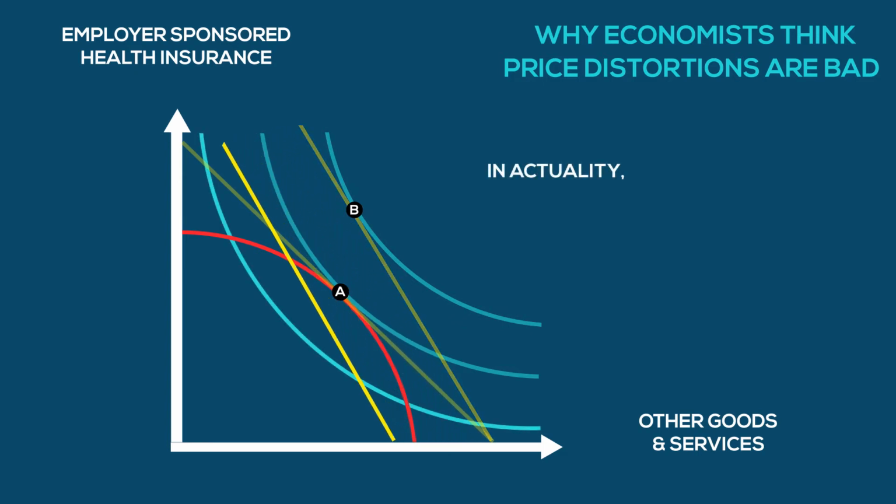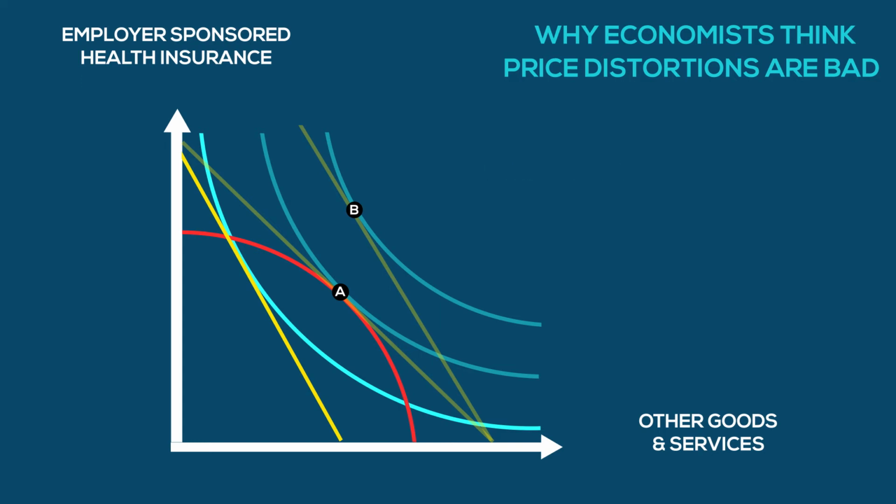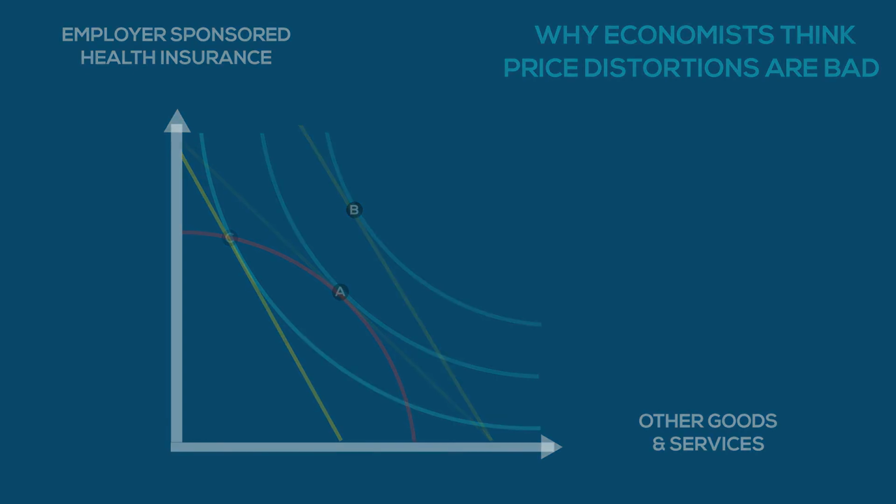So they find a point on the production possibility frontier where the slope of the new price ratio line is tangent to an indifference curve that crosses the production possibility frontier instead of being outside it. By doing so, they end up consuming more health insurance and less other goods than before the subsidy, but are on an indifference curve that represents lower utility. Thus, they are worse off.